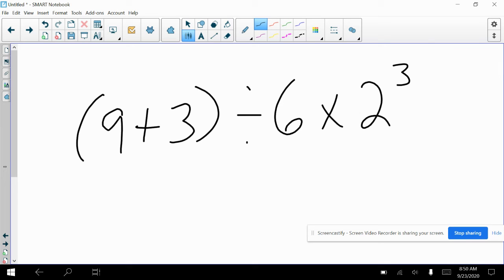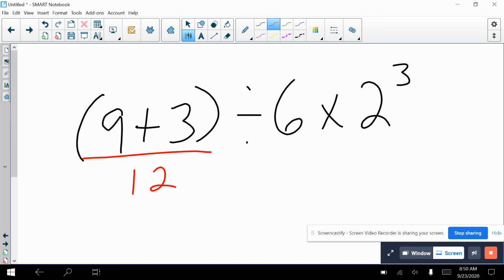9 plus 3 in parentheses divided by 6 times 2. Do we have parentheses? We need to do those first then. Now, when you have parentheses and you solve inside the parentheses, guess what happens to the parentheses? They go away. Listen to what I just said, though. When you completely solve inside the parentheses, then they go away. So in this case, if we get 12, they go away.